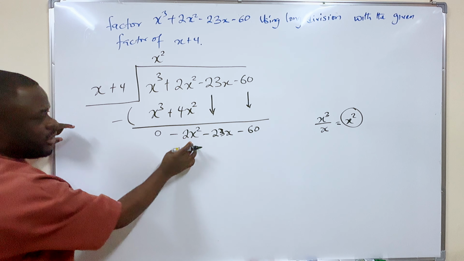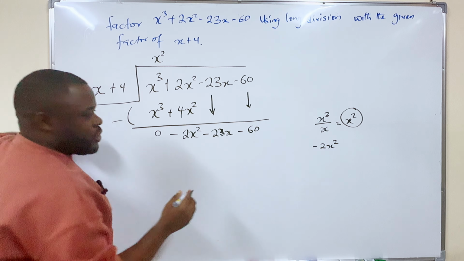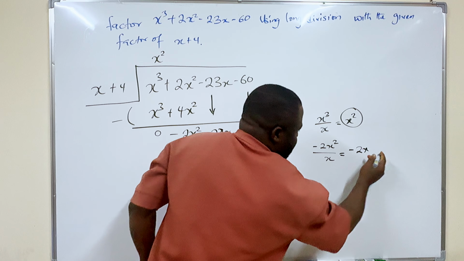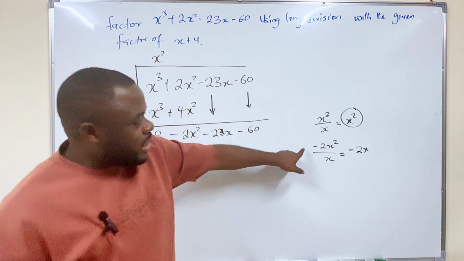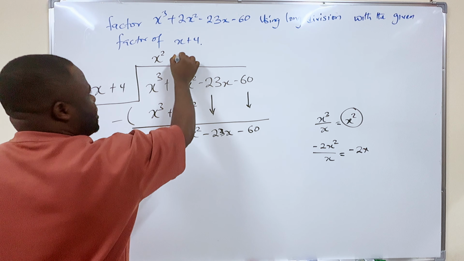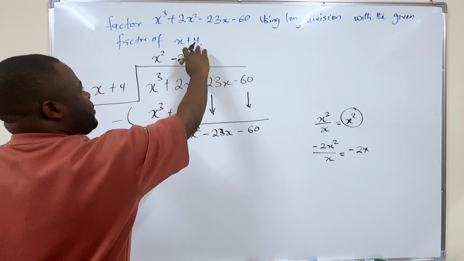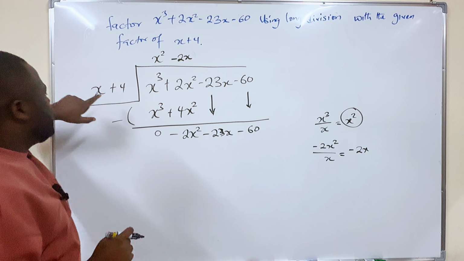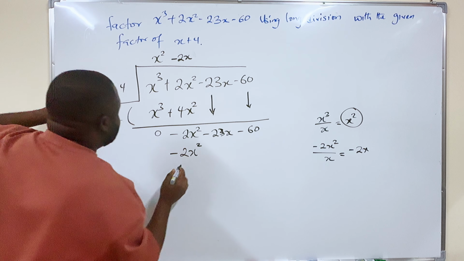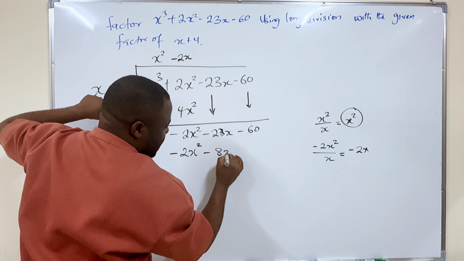Negative 2x squared divided by x is going to give you negative 2x. So you write negative 2x. Negative 2x multiplied by x is going to give you negative 2x squared. Negative 2x multiplied by 4 is going to give you negative 8x.